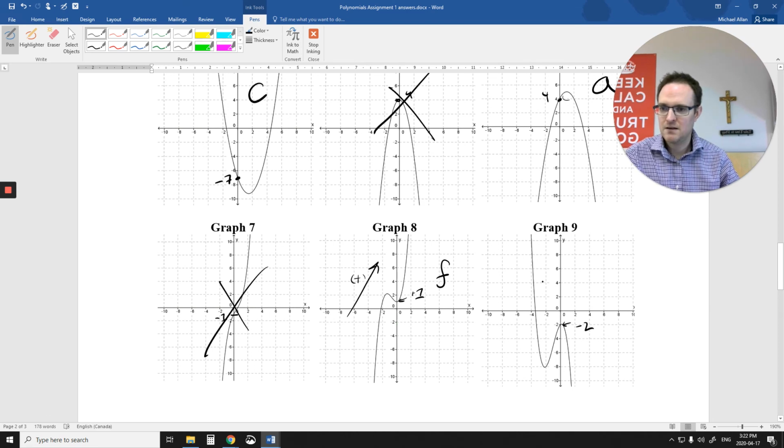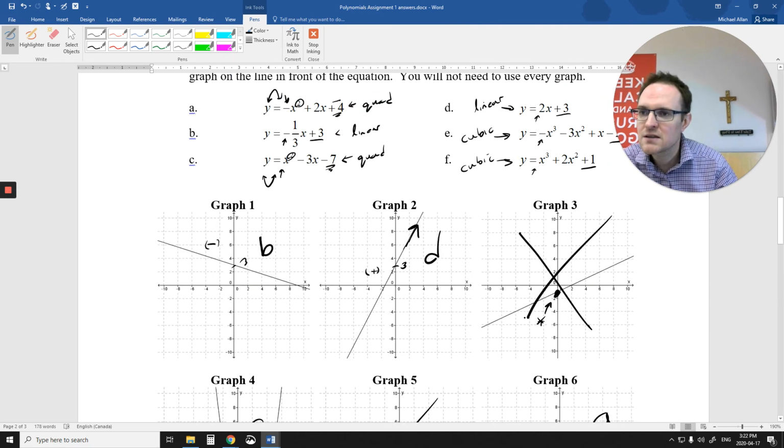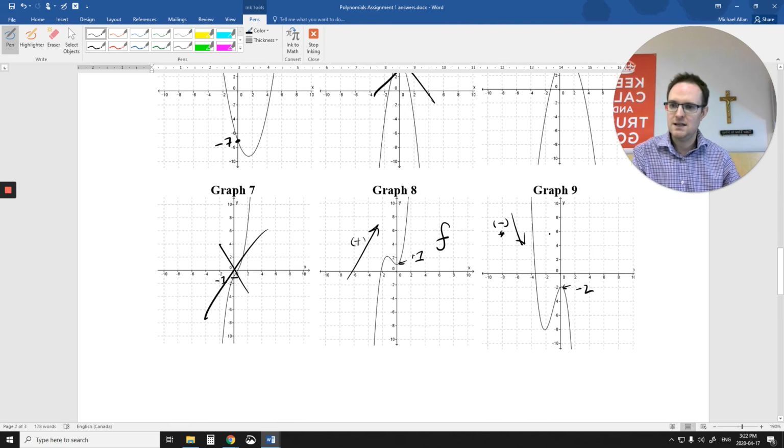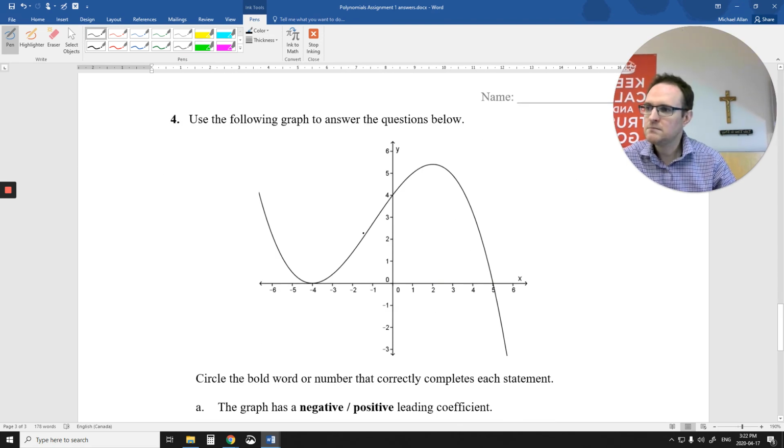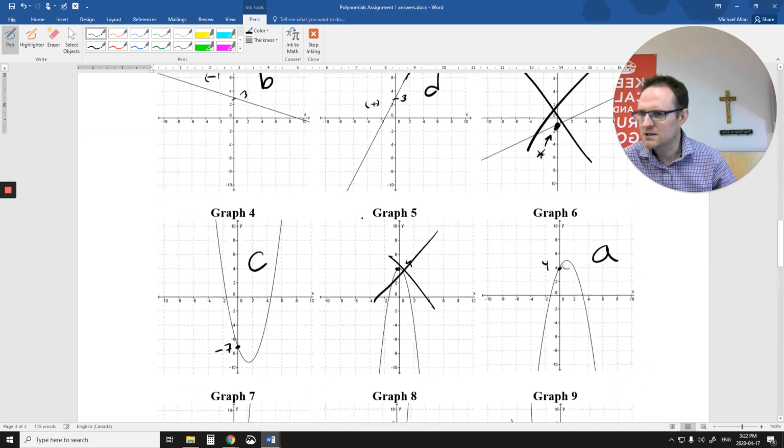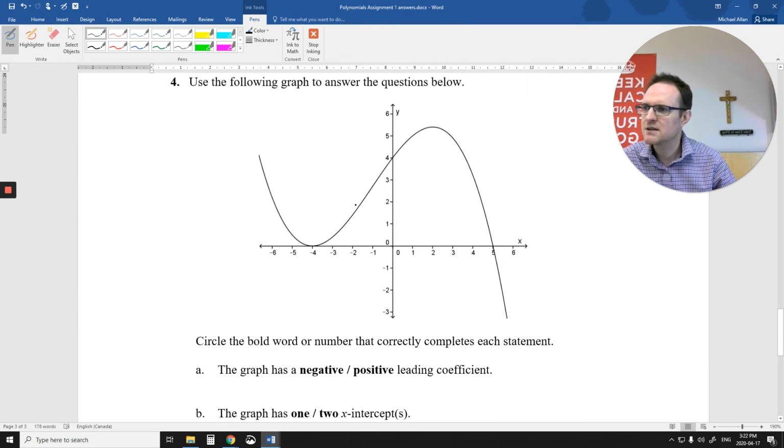Okay, this is a negative leading coefficient, so that means it's going downwards like that. It has a negative 2, is that right? Yep, so that's E. There you go. Pretty cool. Question 4 here. Yeah, it seems like a long assignment, but it's just more matching than anything else.